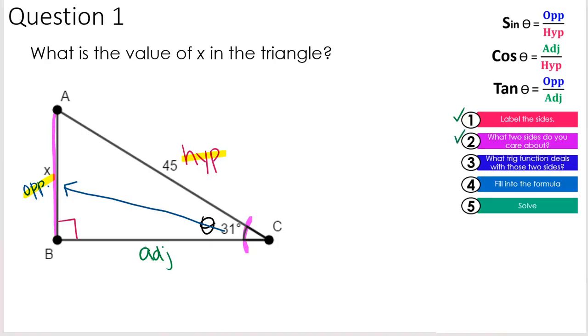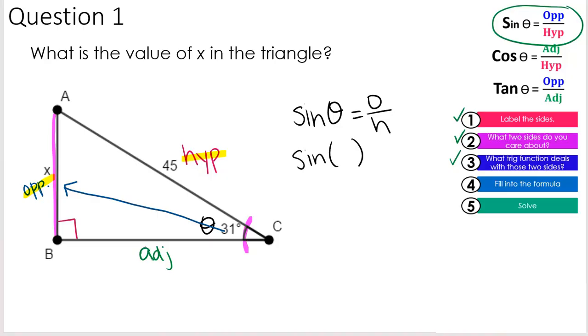Step 2 is done. Step 3 says what trig function deals with these two sides. So what trig function deals with opposite and hypotenuse? And it's going to be sine. Okay, so I've done step 3. I now know that I'm dealing with sine of theta is equal to opposite over hypotenuse. And now I just fill into the formula. So I have sine of theta, which is my angle measure, so 31, and that is equal to opposite, which is x, over the hypotenuse, which is 45.